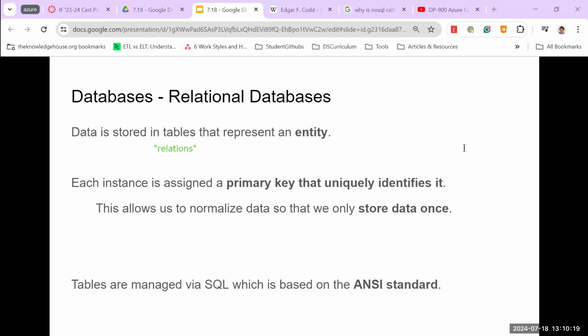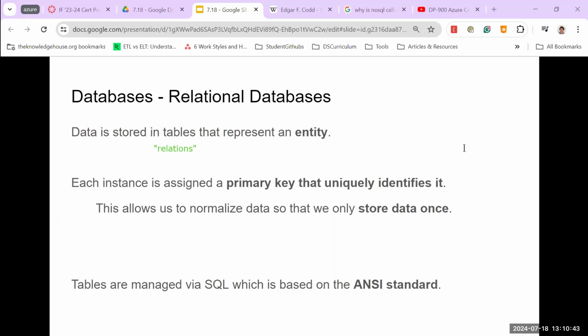Tables and data in the tables are managed, or updated and queried, via SQL, the structured query language. And at this point, SQL is actually standardized by the American National Standards Institute. So basically, any flavor of SQL that you use, the core components are mostly going to be the same.